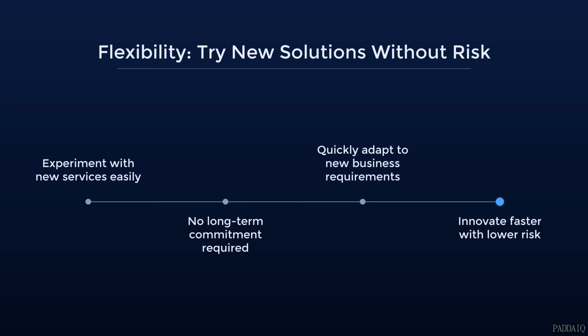Innovate faster with lower risk. This means you can test new ideas on SAP BTP without impacting your live systems. For example, try a new AI feature in a safe, isolated environment before rolling it out company-wide. This approach accelerates innovation while safeguarding your core operations.